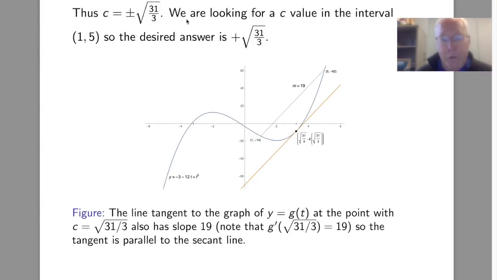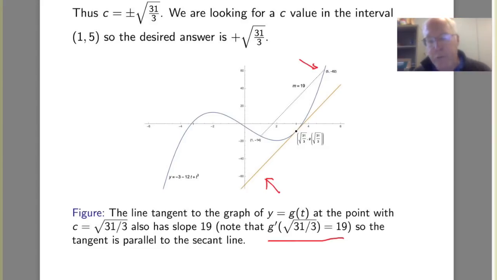Now in orange, we've drawn in the line tangent to the graph y equals g of t at the point where t equals root 31 over 3. And notice that the tangent line does appear to be parallel to the secant line, so they both have slope 19. In fact, it's easy to check: if you plug root 31 over 3 into the derivative g prime, you come up with 19. And of course, g prime is the slope of the tangent line at a given point.